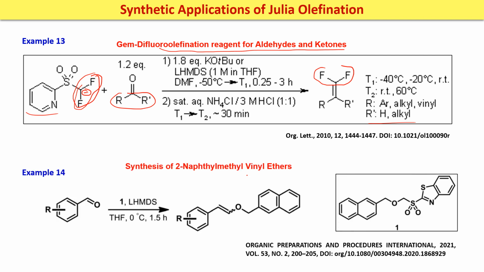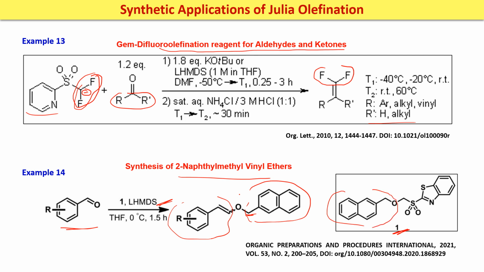Next, example 14. Synthesis of 2-naphthyl methyl vinyl ether. Look at the product. On this side we have a vinyl, and on the other side we have this 2-naphthyl methyl. That means one of the hydrogens of the methyl is substituted by naphthyl. Now how are we starting the reaction? In the presence of base, this is our aldehyde, right? Now this aldehyde, and there is a mention of 1. That means if you look at the sulfone, this part is already present in the sulfone.